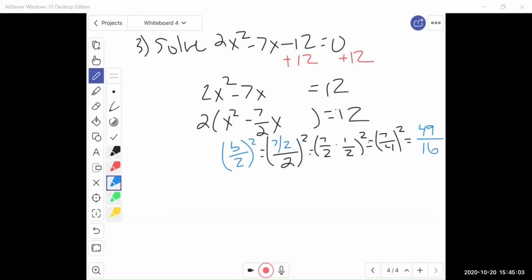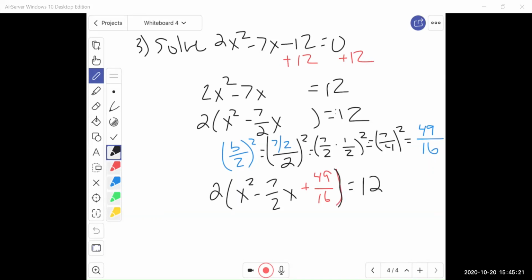So I told you we were taking this up a notch. On the left-hand side, I still have 2, and I still have on the inside x squared minus 7/2 x. And I just determined that I am adding now 49 over 16 on the inside. Now we have to be careful on this one.